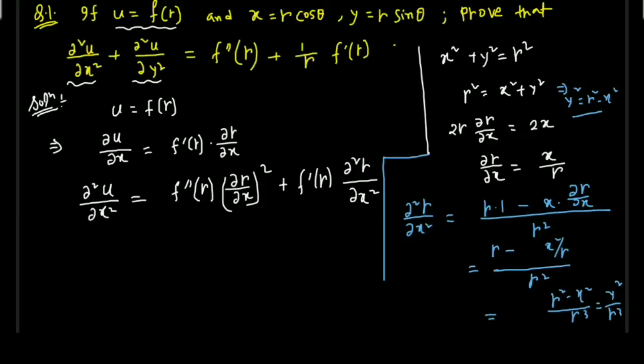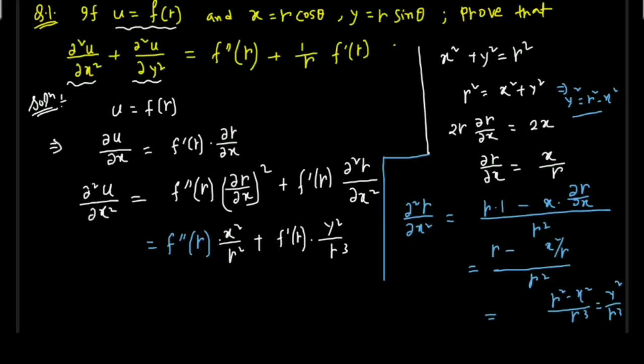So you can write here that f double prime r into ∂r/∂x, which is nothing but x/r, so x²/r², plus f prime r into y²/r³. So this is how we can calculate ∂²u/∂x².